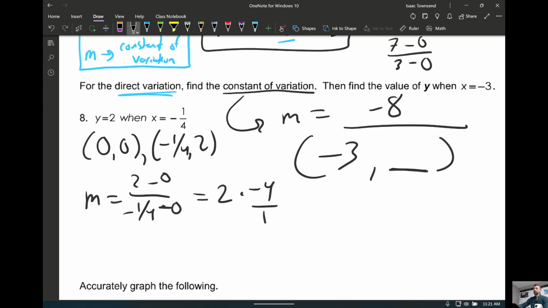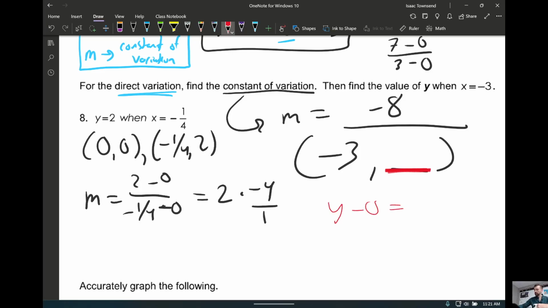But then to find the y value, honestly what you need to think of is this is where the equation comes in handy. It doesn't say you have to do the equation, but the equation is like a formula that will tell you all of the points on that line.